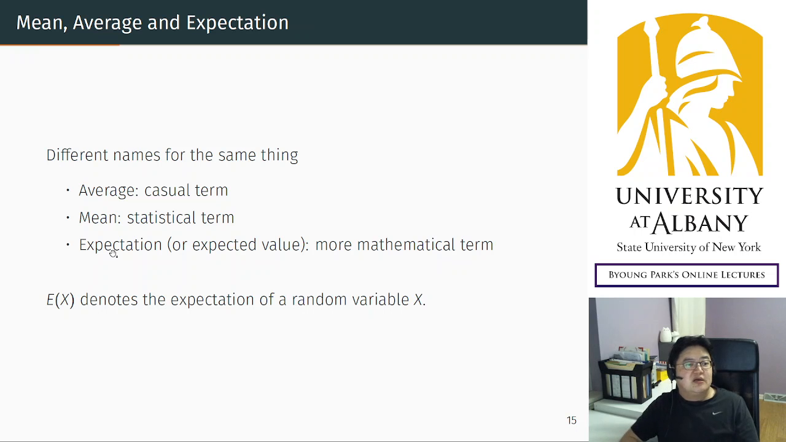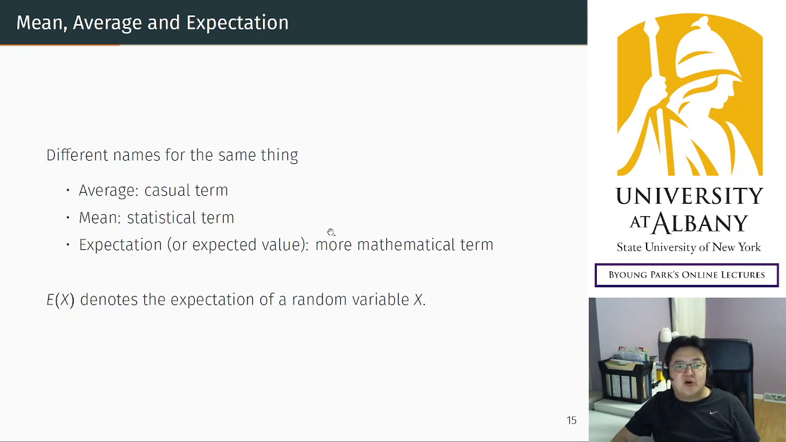So let's fix the terms. So far I called it the average, but that is pretty casual. Average is a casual way to call this, but in statistics, a more formal name is the mean. Mean is what we call this kind of measure. Basically, they are the same thing, at least in this course, right?